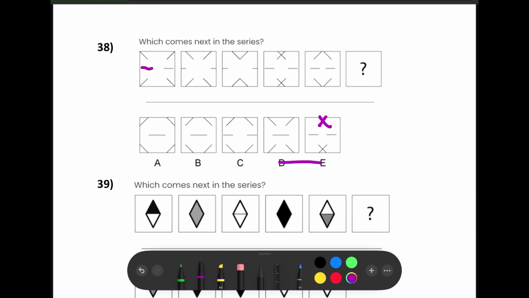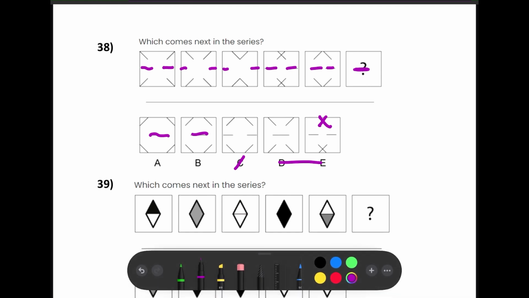Here, as you can see, these two lines are getting further apart, and then they start moving closer together again. So next in the series, it looks like the two lines are going to have merged into one, because they're going to be a lot closer together, so they're going to end up touching. So that's why we can rule out C, because there should just be one line, because now they're touching. They've merged into one.